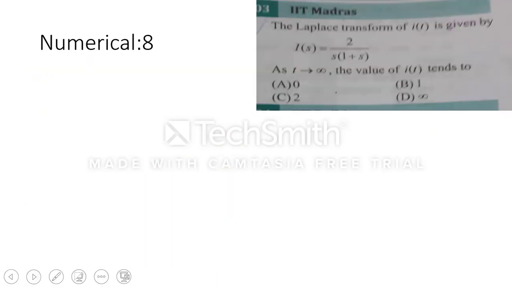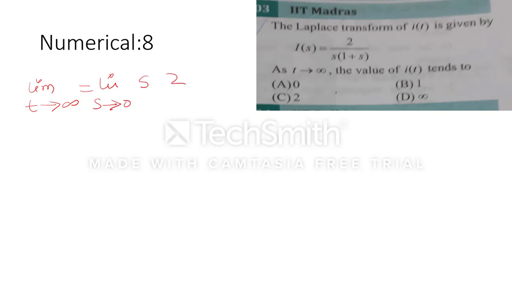Now for the Laplace transform of the function, we have to find the final value. We know that limit t tending to infinity in the s domain becomes s tending to 0, s multiplied by 2 upon s into (1 plus s). s will be cancelled. When we put s equal to 0, we will get 2. So the final answer will be 2.